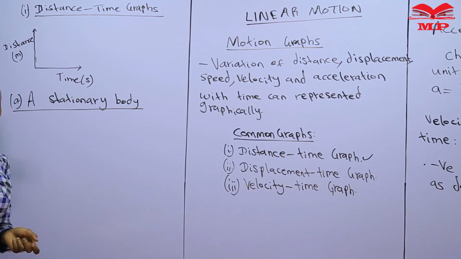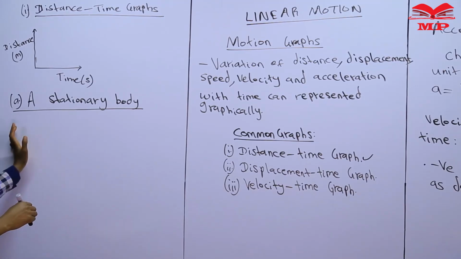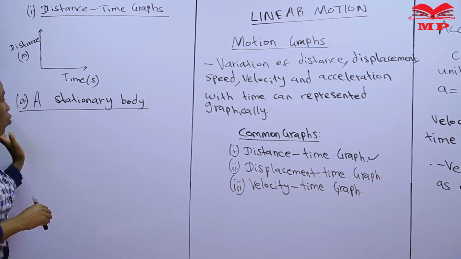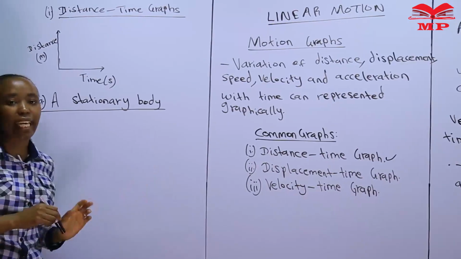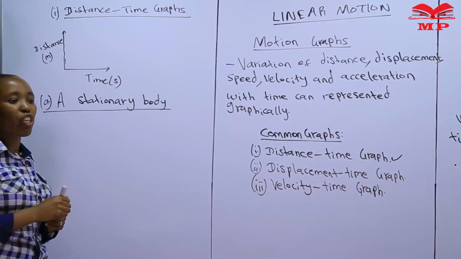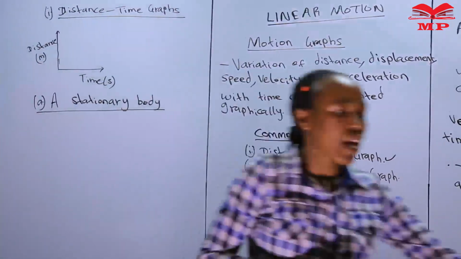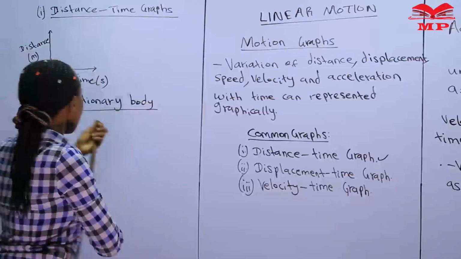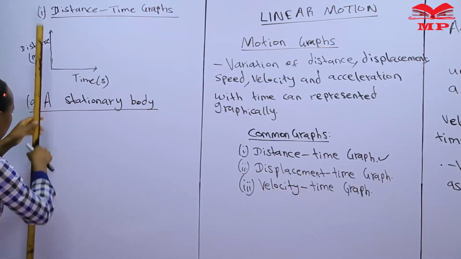And therefore, for that body, it will cover zero distance. The distance covered will be zero. Even if the time may be changing, maybe from 1 second to 10 seconds, the distance is not changing. And therefore, we are going to have the distance time graph for that body.